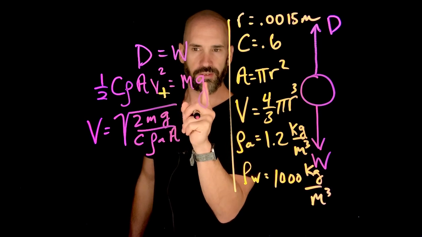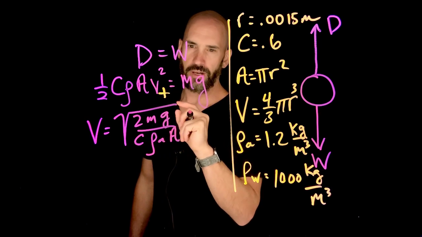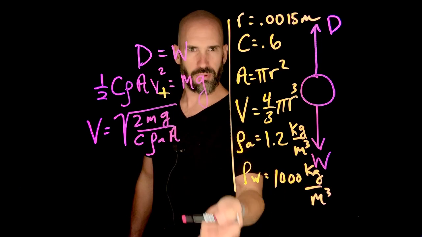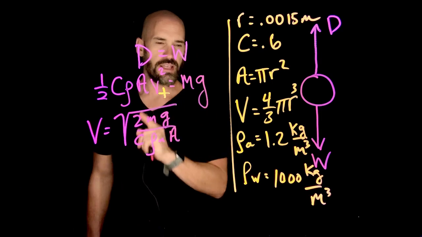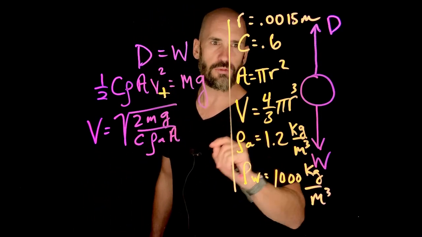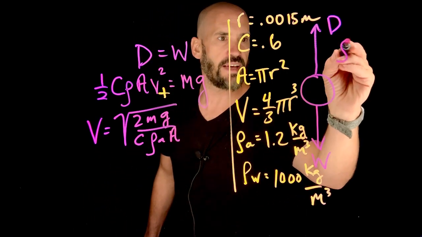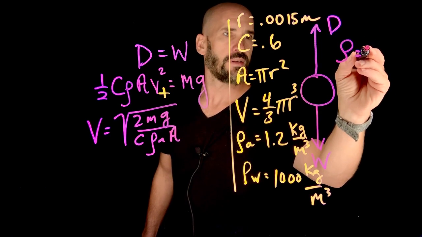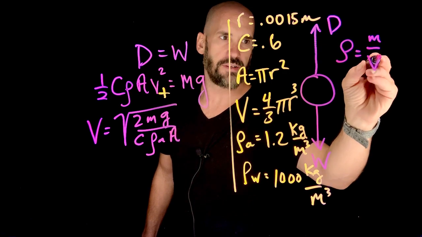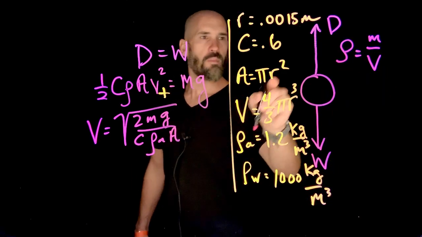Now, one of those things is going to be the mass, right? What is the mass? I don't have it in this problem, right? You may be upset about it, okay? You don't have to be that upset because I gave you the density of water, right? And we know that density of anything is equal to the mass per volume, right?